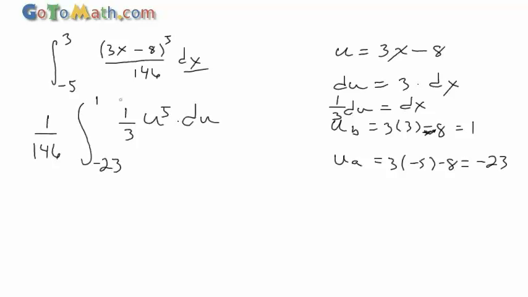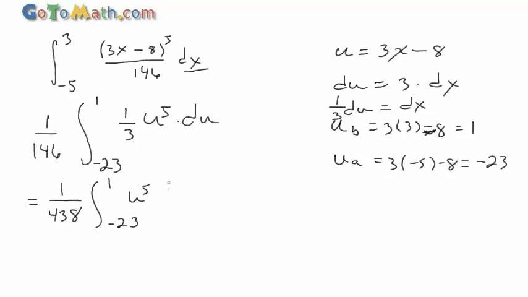Now we can take this 1/3 and bring it outside, so that means 1/3 times 1 over 146, or 1 over 146 times 3. We've got some big number there. Actually, it's not too bad. We have 1 over 438. All right, integral from -23 to 1 of u to the fifth.